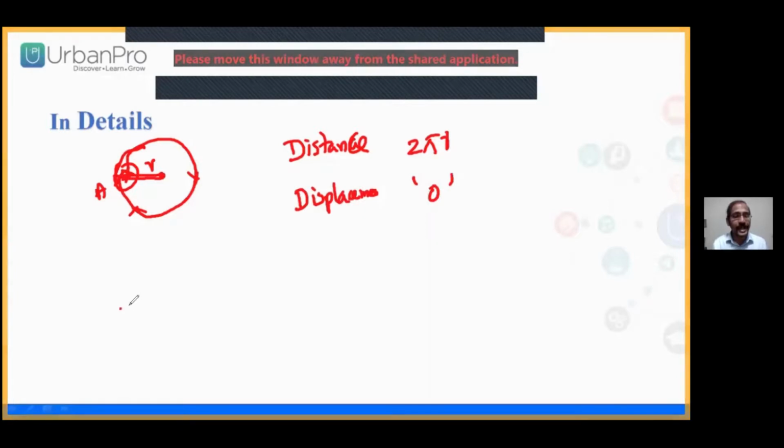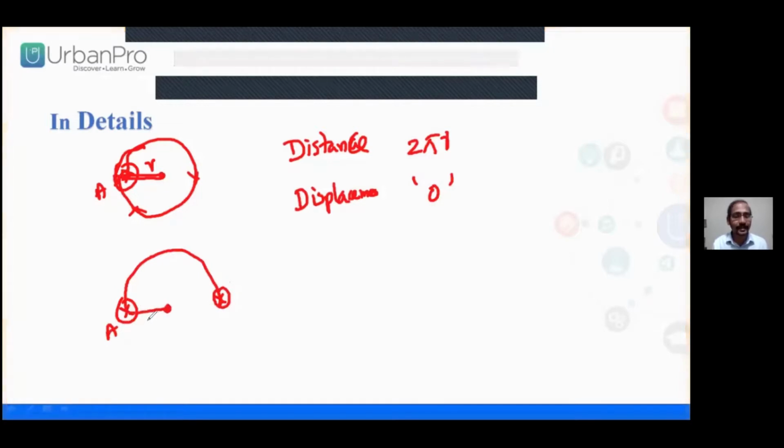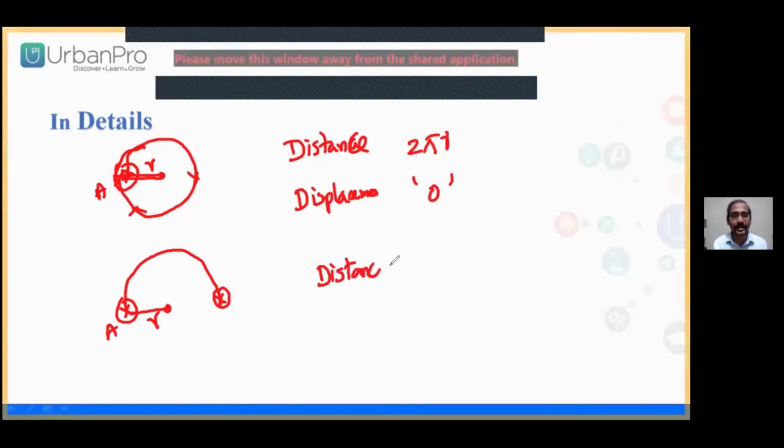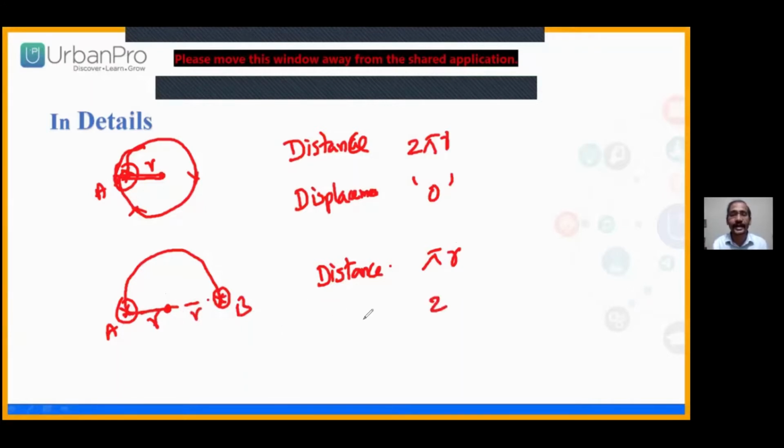One more question. An object at point A reached point B. This is the semicircle. Now what is the distance traveled? Half of the circumference, which means 2 pi r by 2, that is pi r. What is the displacement? A to B, this is the minimum distance. So r plus r, which is 2r, is the displacement. Hope it is very clear to you.